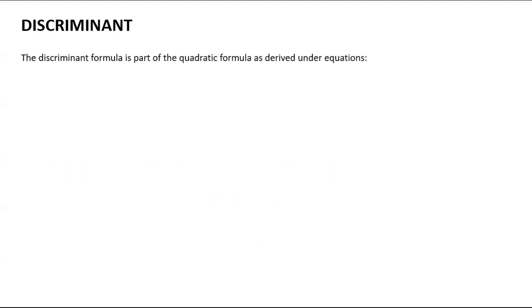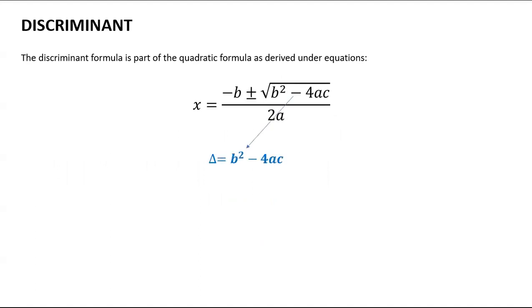What can we say about the discriminant? The discriminant formula is part of the quadratic formula as derived under equation. And when you look at the quadratic formula, under that square root, that's what the discriminant is. That part over there is what we call the discriminant.